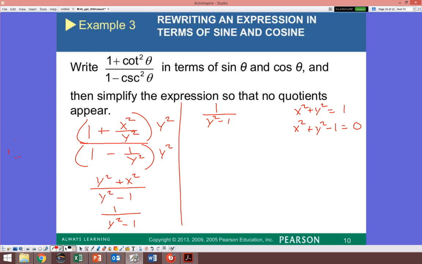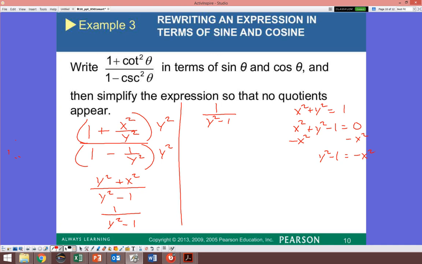You divide by x squared. Not divide by x squared. I would subtract the x squared, right? I would subtract the x squared to get that on the other side. So let's minus x squared. So y squared minus 1 is equal to negative x squared.